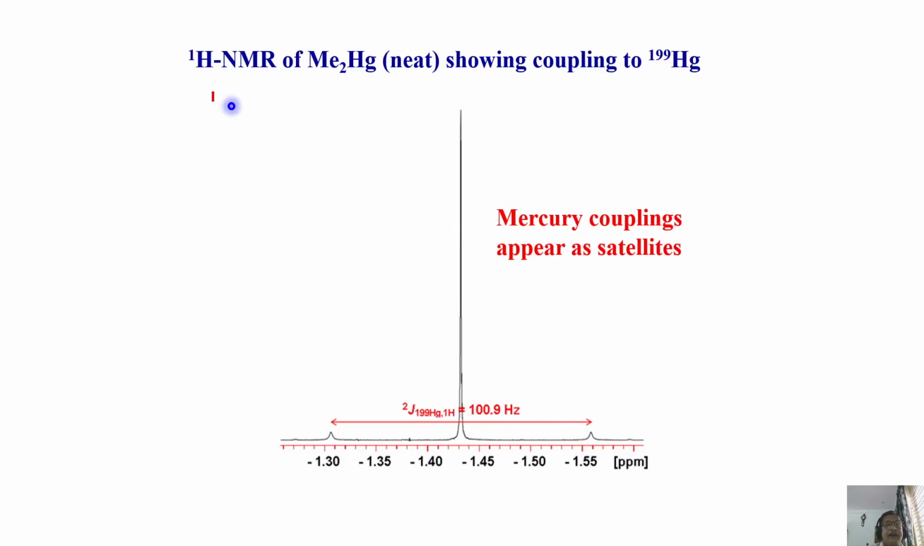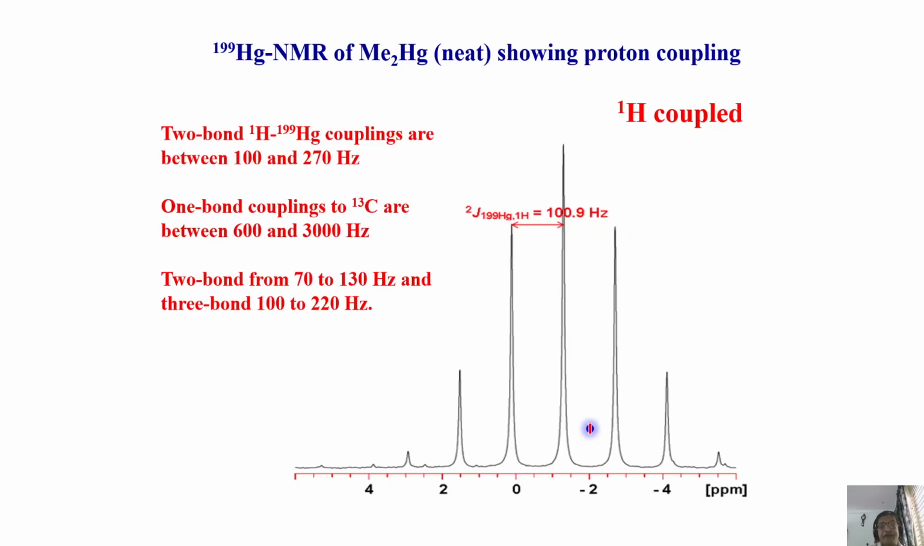I'm just giving an example. Simple molecule, the two methyls are equivalent. The proton spectrum gives you a single peak, and the coupling to it is only mercury, which is of small abundance. You get satellites. Now, instead of observing satellites, I can do Hg NMR also.